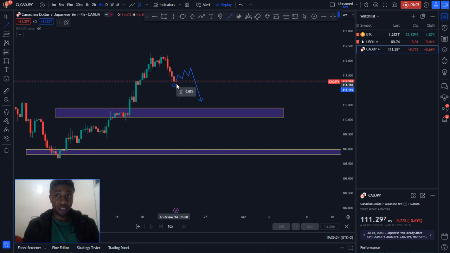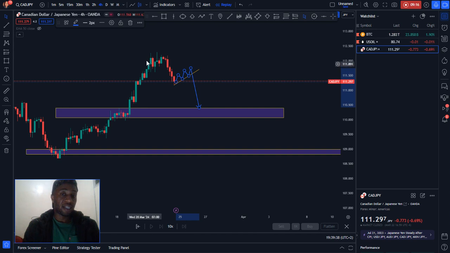Okay, so which is this continuation pattern, so you can still make use of these selling opportunities. All I want you guys to understand is that once you understand that the market is currently in a correction phase of an uptrend, know that you can just make use of those continuation patterns.